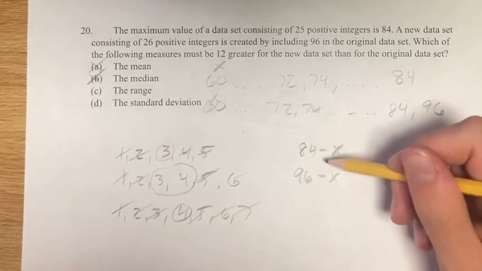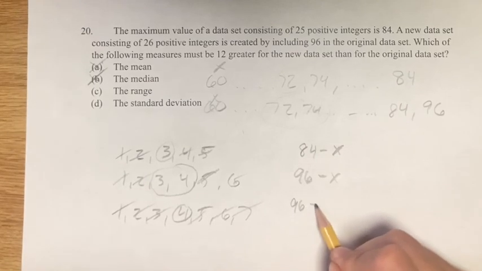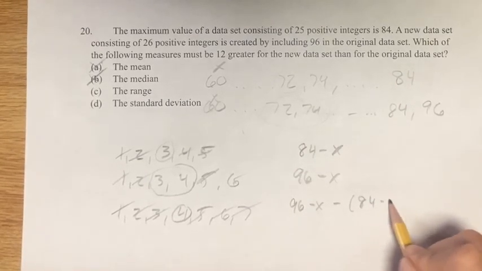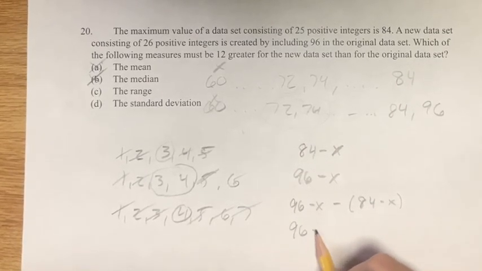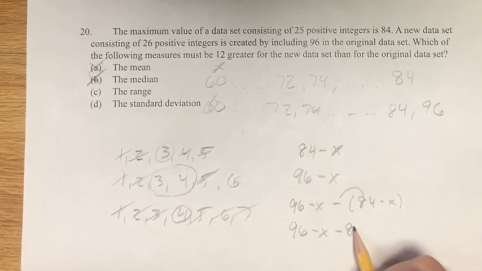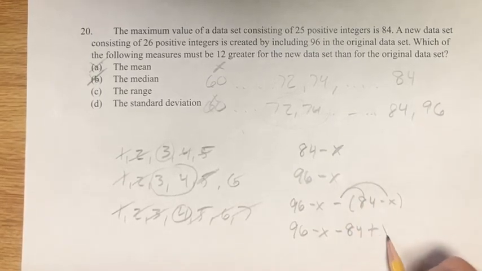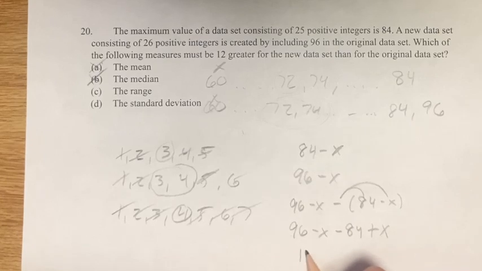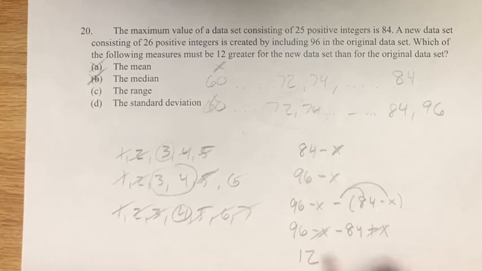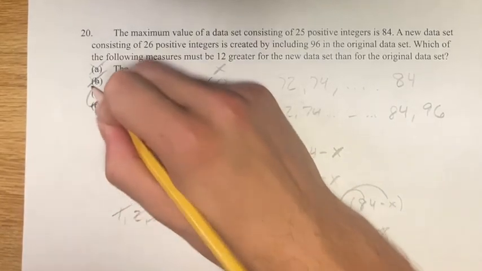What is the difference between these two ranges? Well, it's 96 minus X, minus (84 minus X). So you have 96 minus X, distributing the negative, minus 84, minus negative X is plus X. So you have 96 minus 84 is 12, minus X plus X cancels out. So it's 12 greater. C is going to be your answer.